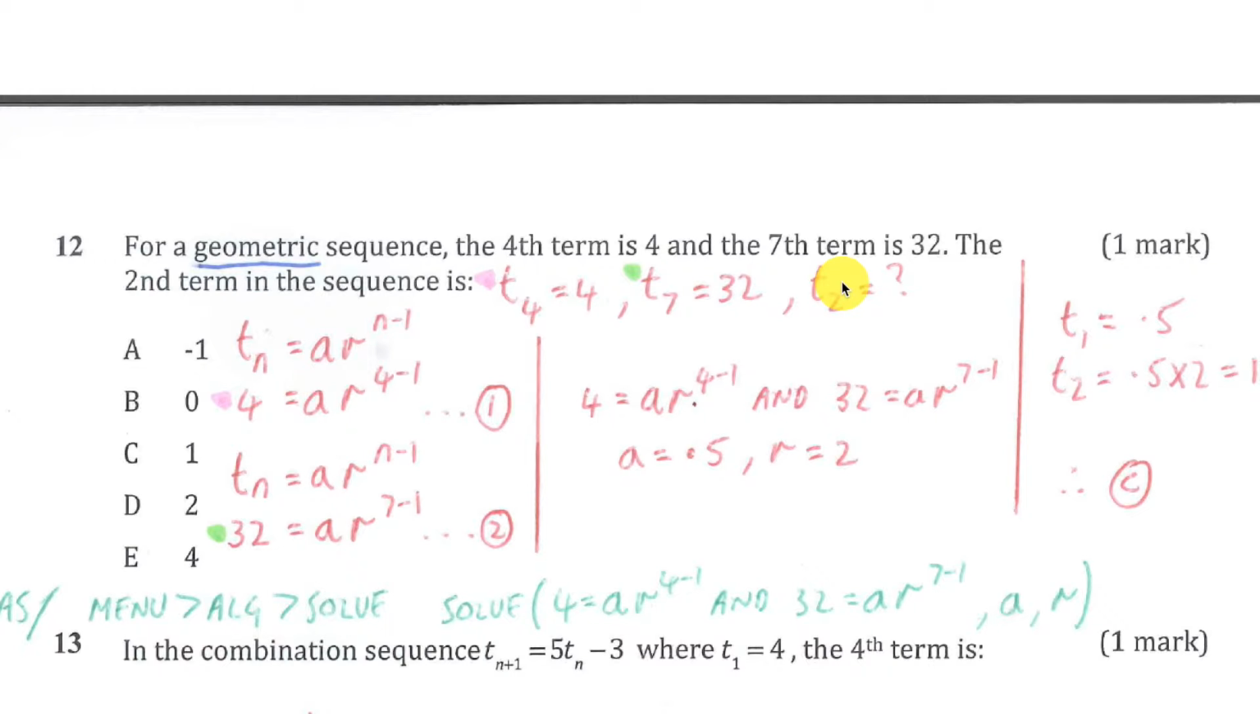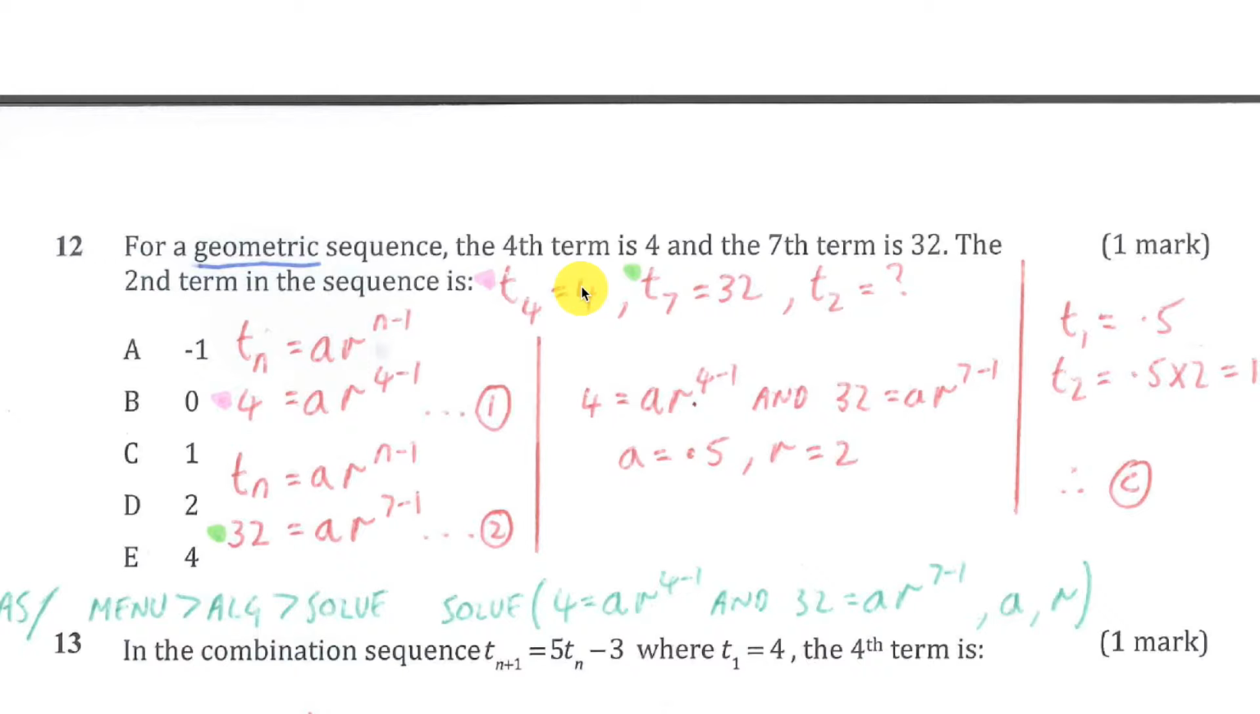Of course, a geometric sequence relies on A and R, A being the first term and R being the common multiplier, and these aren't known in this particular case. This equation, Tn equals A multiplied by R to the power of n minus 1, gives us any term in a geometric sequence. All we need to do is substitute A, R, and n into this rule.